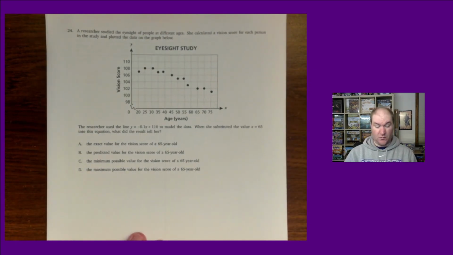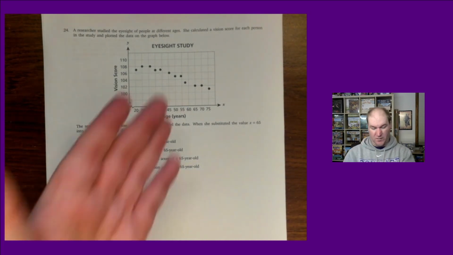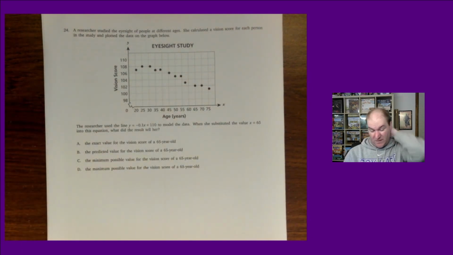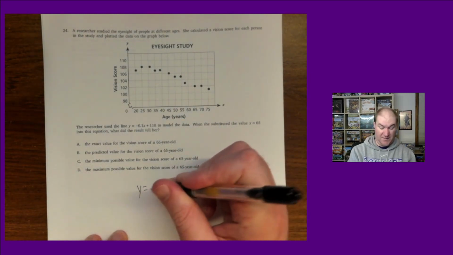Number 24, a researcher studied the eyesight of people at different ages. She calculated a vision score for each person in the study and plotted the data in the graph below. The researcher used the line y equals negative 0.1x plus 110 to model the data. When she substituted the value x equals 65, what did the result tell her? We don't even really need this graph for this problem. They're saying substitute 65 into this equation and see what happens.